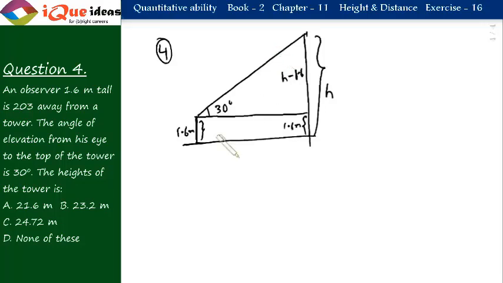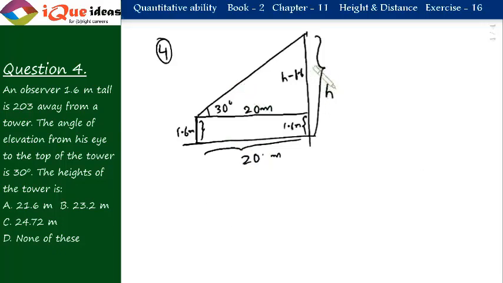Okay. Now this distance between the man and the tower is 203 meters. Okay, that means this length is also equal to... I think there is a mistake. It is not 203 meters, it is 20 meters. One second, let's make the correction. It is 20 meters. Alright. So this base length will also be 20 meters.